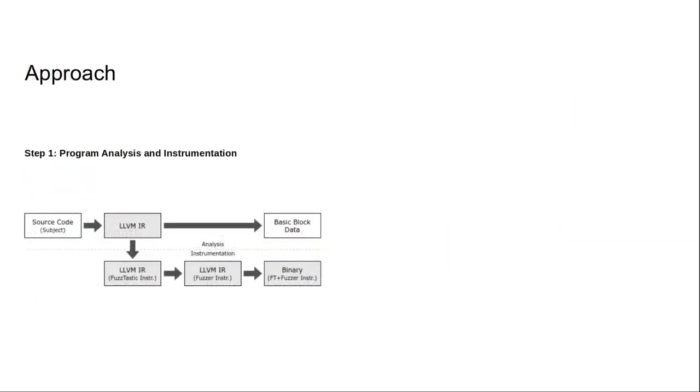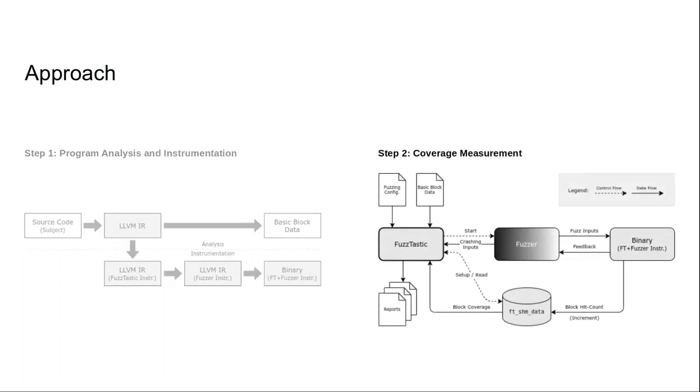FuzzTastic's coverage analysis approach is split into two steps. In the first step, the source code of the target program is translated into LLVM's intermediate representation to extract basic block metadata, as well as to apply the instrumentation passes for tracking code coverage required by FuzzTastic and the respective fuzzer. In the second step, the actual coverage analysis is performed. Here, FuzzTastic starts the fuzzing campaign and then repeatedly persists the coverage information stored in a shared memory segment into separate coverage reports.